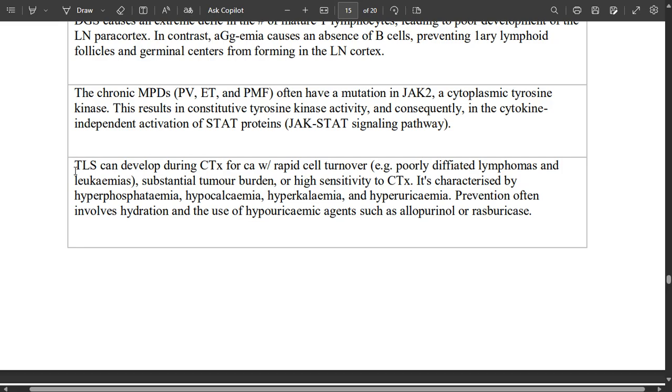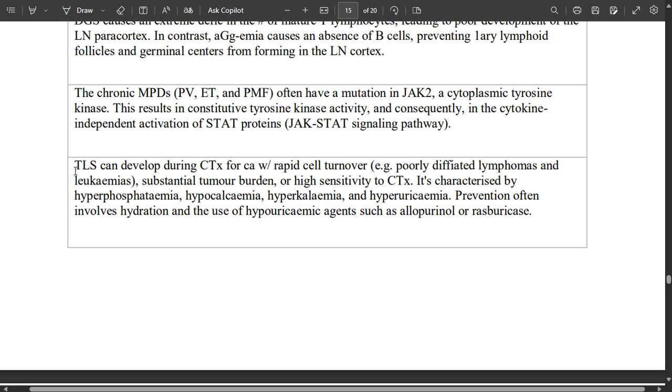tumor lysis syndrome occurs. It is characterized by hyperphosphatemia. Inside the cell there is phosphate, so phosphate is released, and the albumin components bind to the calcium, therefore causing hypocalcemia. Cells have potassium, so hyperkalemia occurs. Cells have various proteins which form uric acid, so hyperuricemia occurs. So the only decreasing electrolyte is calcium. Hyperphosphatemia, hypocalcemia, hyperkalemia, and hyperuricemia occur.